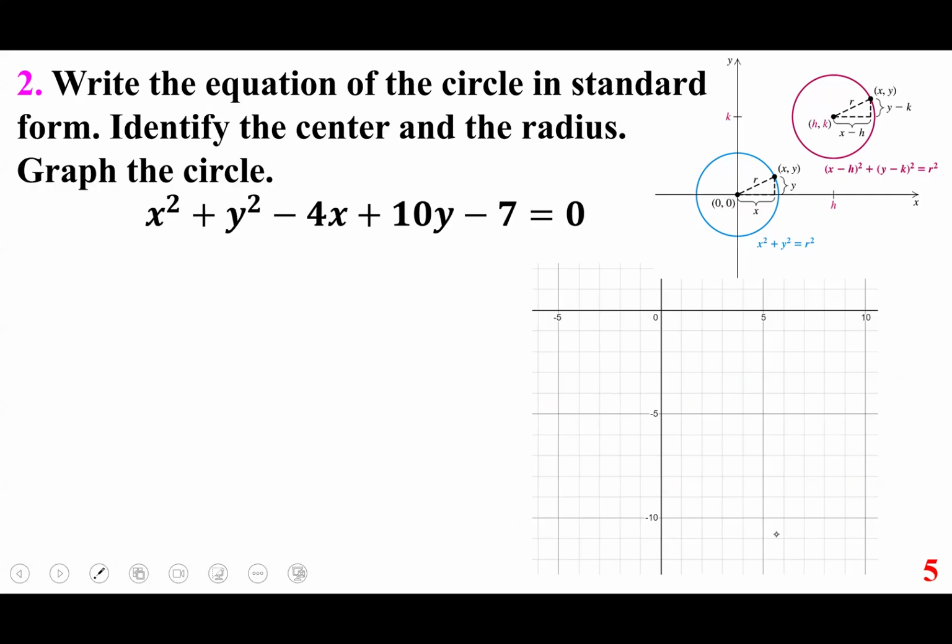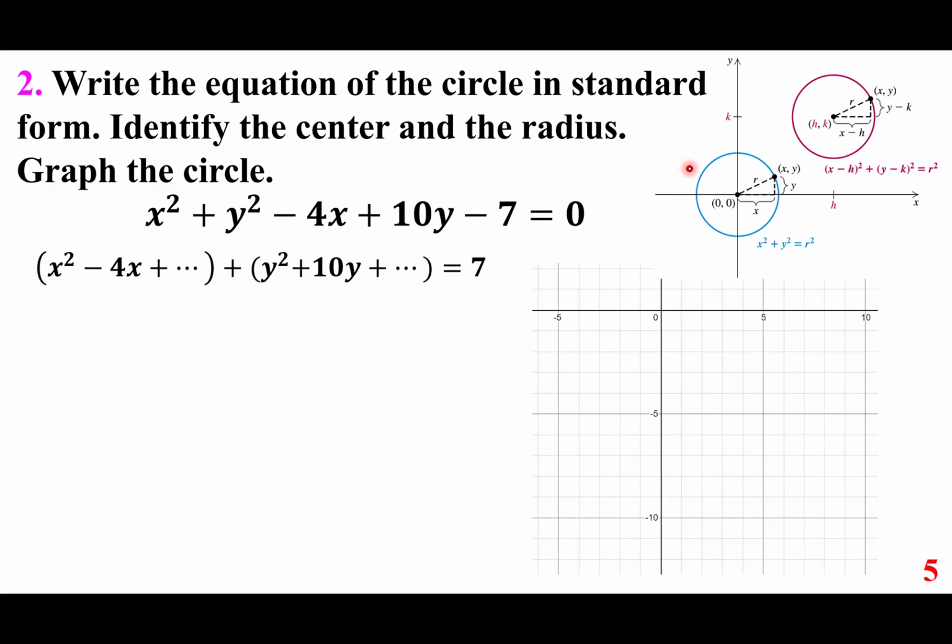All right, so let's see what happens here. Write the equation of a circle in standard form. Identify the center and the radius, graph the circle. So what do we need to do? It's very straightforward. We are going to use completing the square, which means we are going to put negative 4x next to x squared, positive 10y next to y squared. We're going to move the negative 7 to the right and make it positive 7. So that's the first step.